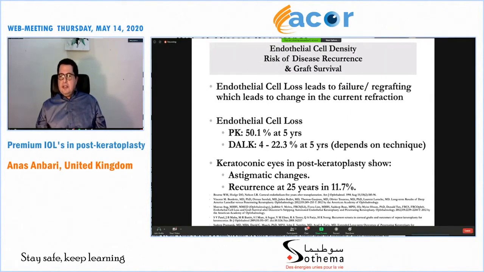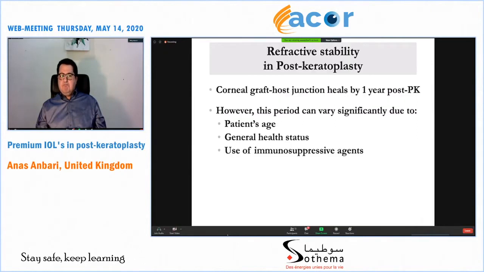If you plan to do cataract and IOL in post-keratoplasty, then you need to look at the endothelial cell density, the risk of disease recurrence, and graft survival. Because for your information, endothelial cell loss is 50% in PK at 5 years and 4 to 22% in DLK at 5 years, depending on the technique. Keratoconic eyes in post-keratoplasty show continuous astigmatic changes and recurrence at the third decade in 11% of the cases. Corneal graft-host junction heals by 1 year post-PK. However, this may vary depending on the patient's age, general health status, and the use of immunosuppressive agents.